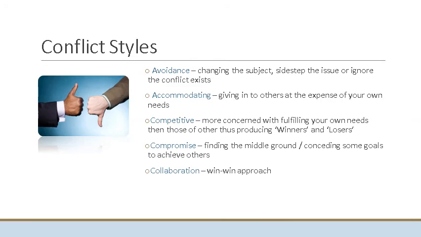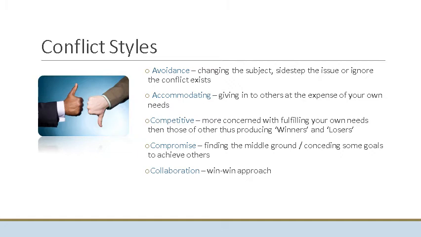So next we're going to talk about conflict styles. These conflict styles are pretty self-explanatory. Of course we have avoidance. And it's really important when you're looking at conflict styles to not be avoidant in conflict, because when you avoid conflict, the issue doesn't go away. It actually typically gets worse. Or it boils up and festers inside of you until you explode, and then it makes the conflict that much worse. Then there's accommodating, which is giving in to others at the expense of your own needs.